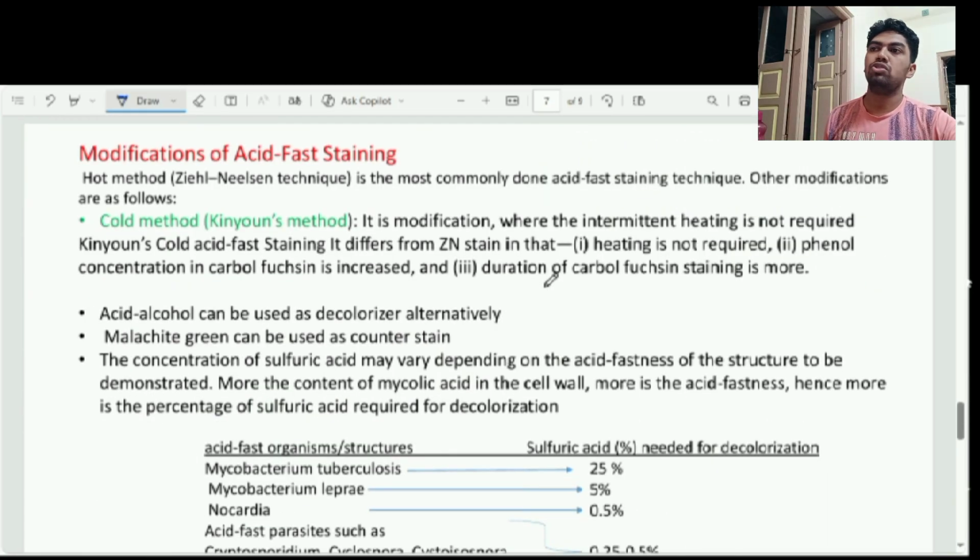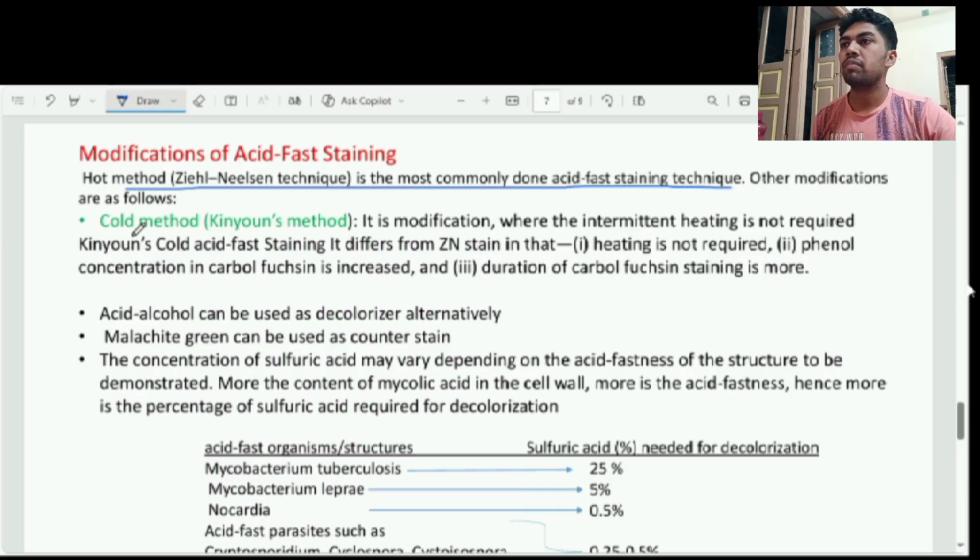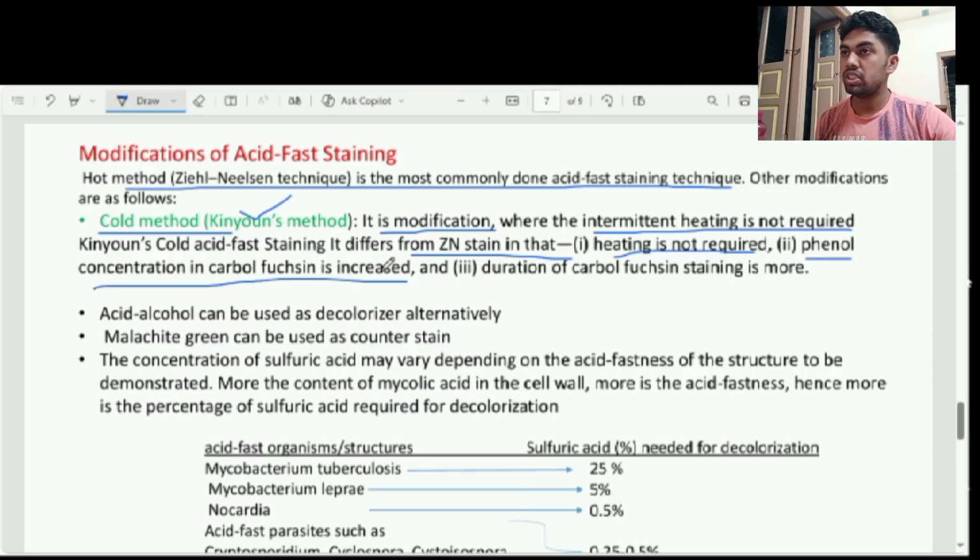Now come to the modifications of acid fast staining. Normally we are using the hot method of ZN technique, that is commonly used. So here it is written that hot method of ZN stain is commonly used. There are some modifications, that is the cold method. The cold method is known as Kinyoun's method. It is a modification where the intermittent heating is not required, and it also differs from the normal ZN stain because heating is not required. Phenol concentration in carbol fuchsin is increased, and duration of carbol fuchsin in the stain is also more.